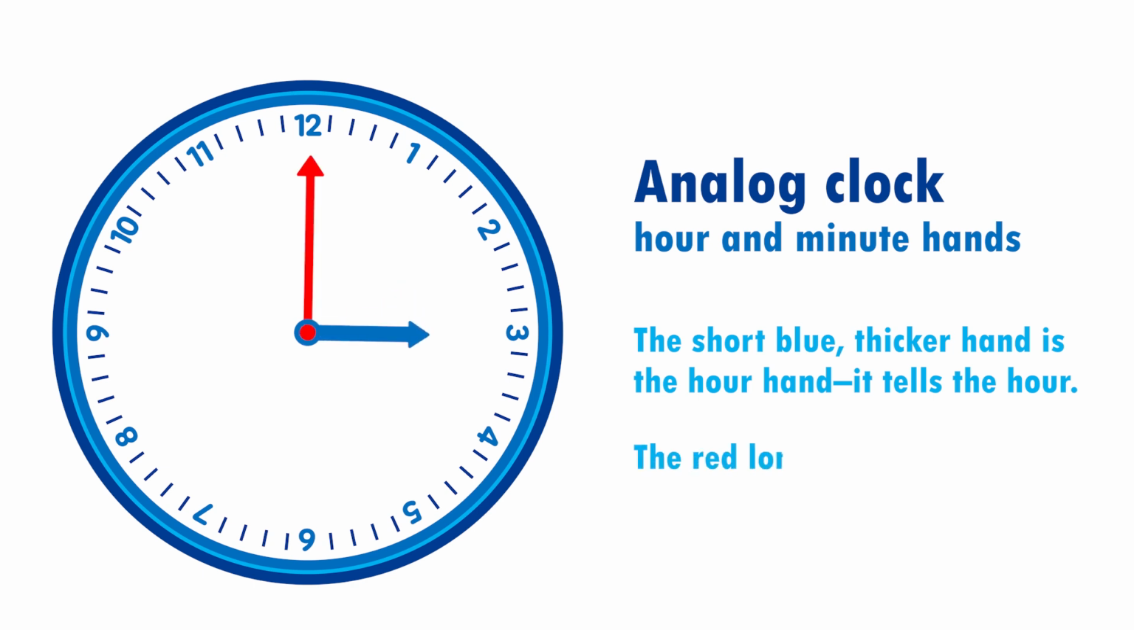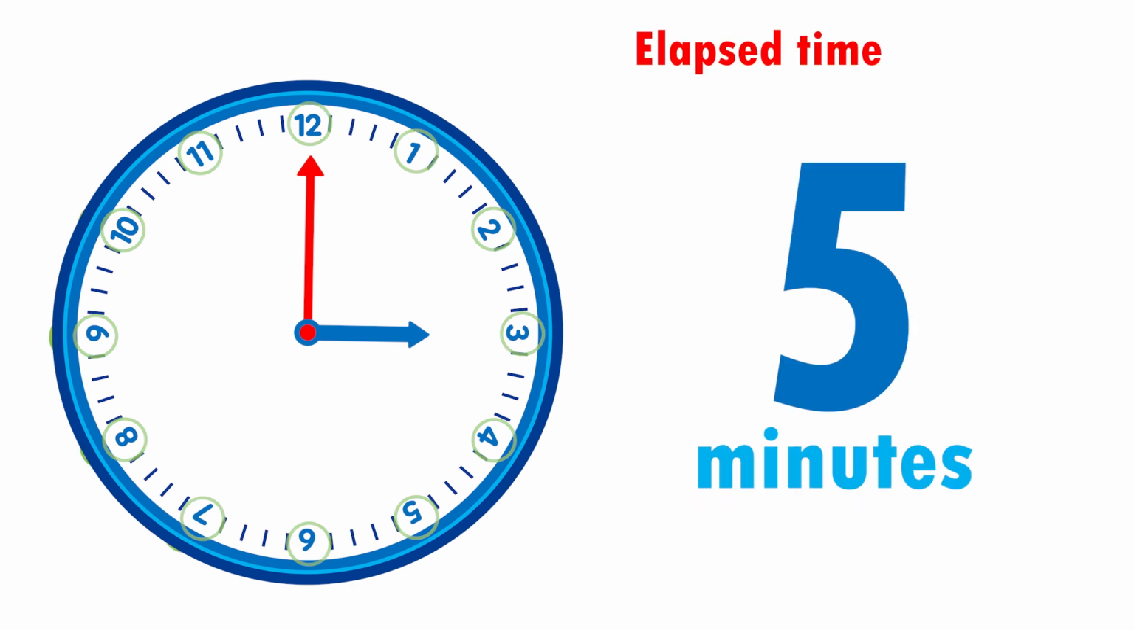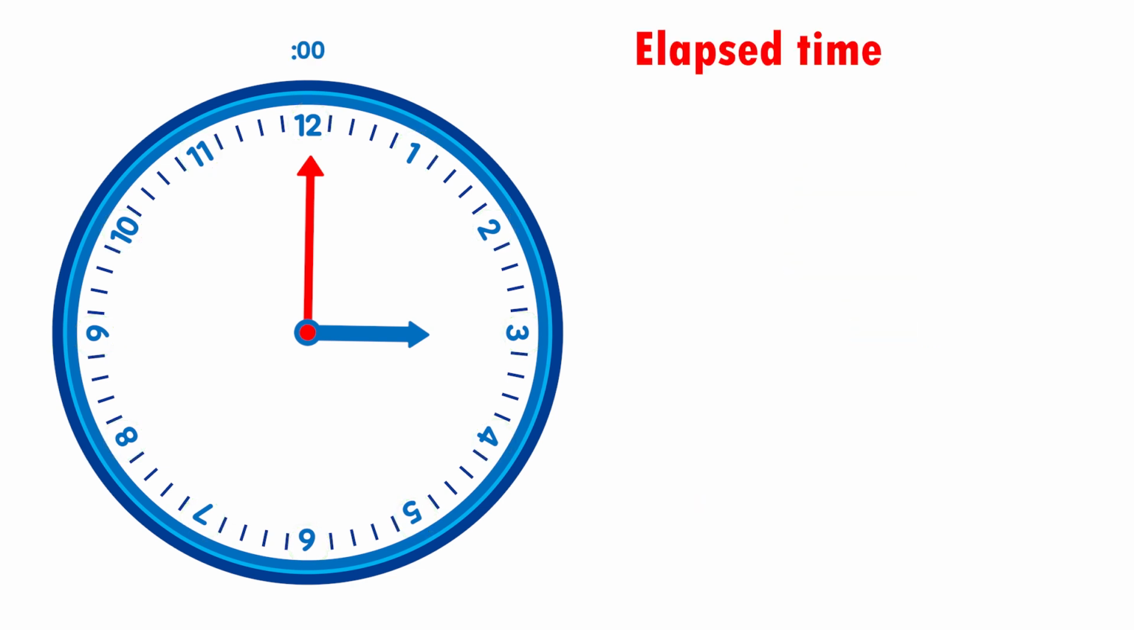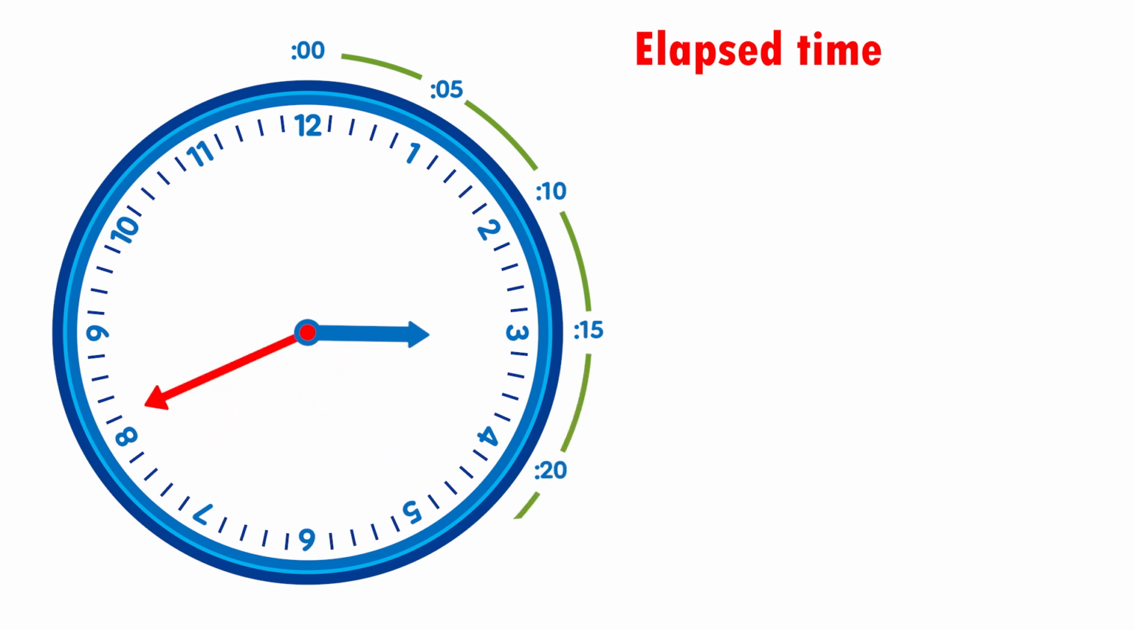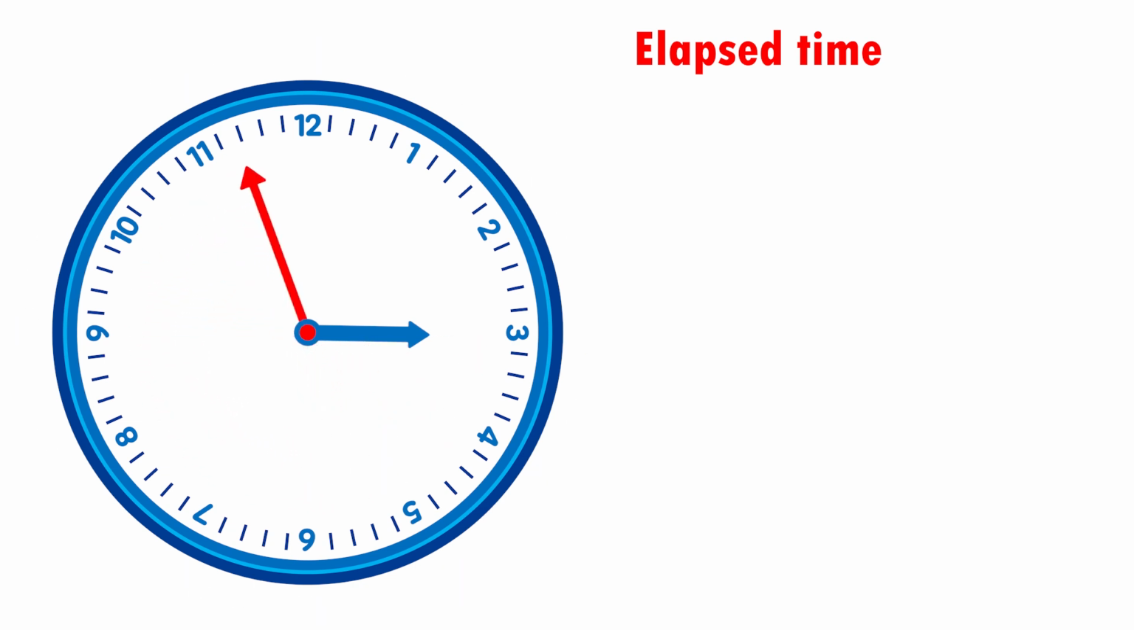Now check the red long, thin hand, the minute hand. Each number around the clock equals 5 minutes. At 12, it's 00. At 1, it's 05. At 2, it's 10. At 3, it's 15. And so on up to 55 at 11. If the minute hand lands between numbers, count by 5s and then add the extra minutes.